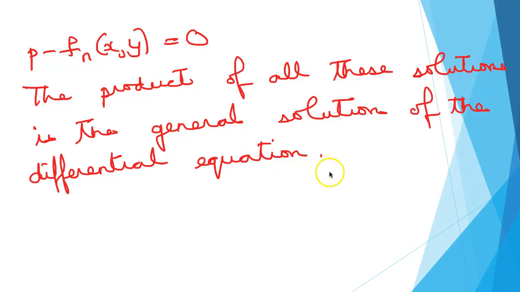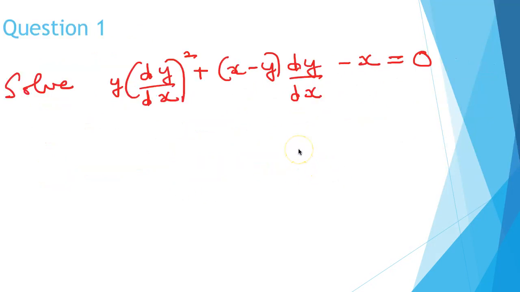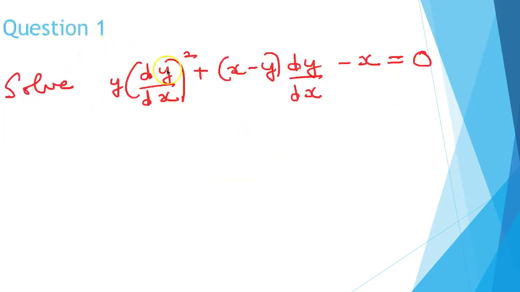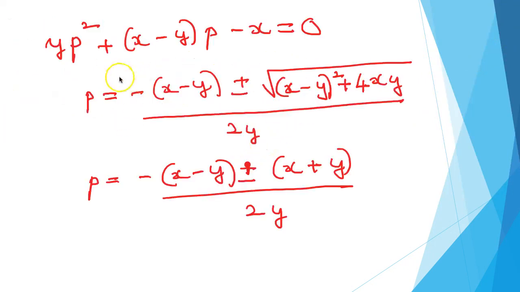differential equation. Coming to problems, solve y (dy by dx) the whole squared plus (x minus y) dy by dx minus x equal to 0. How do we start? We put p as dy by dx, so I get y p squared plus (x minus y) p minus x equal to 0.